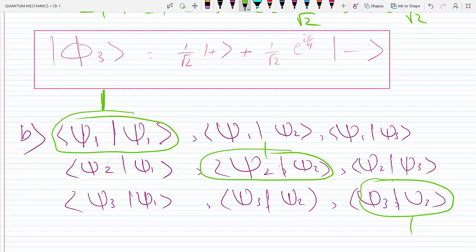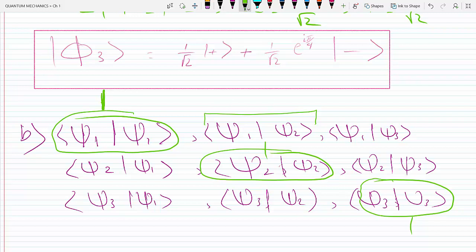Okay, how about psi 1, 2? Let's change the color here. What do you think this will be? Is it going to be 0? No, not necessarily, because we don't know if these are orthonormal eigenfunctions. The question didn't say that. If they were orthogonal, then yes, the answer would be 0. But they don't have to be 0.